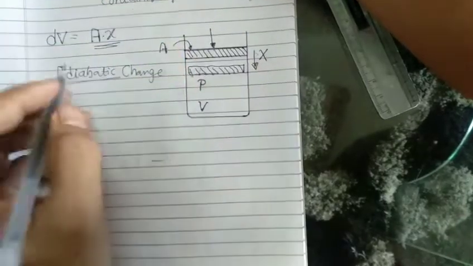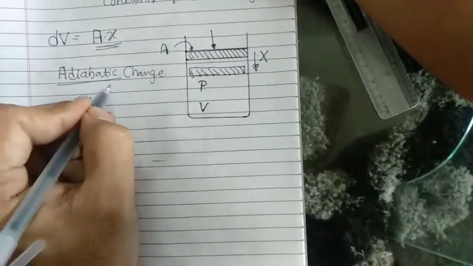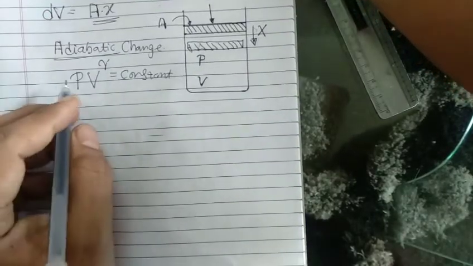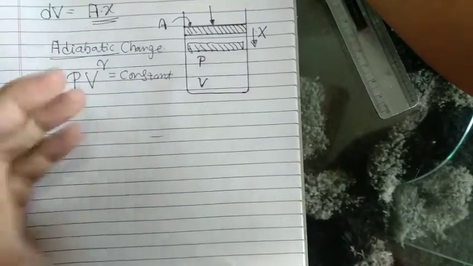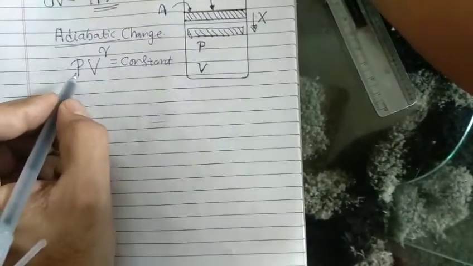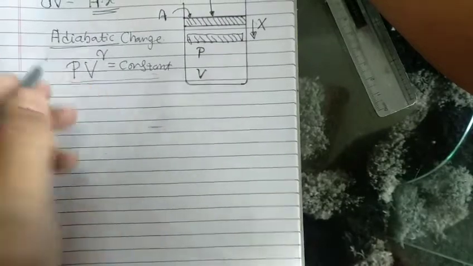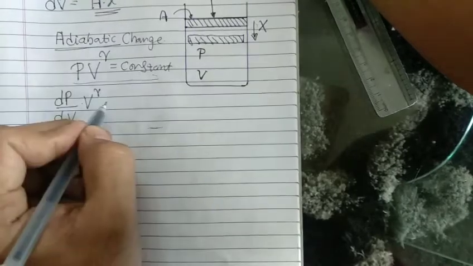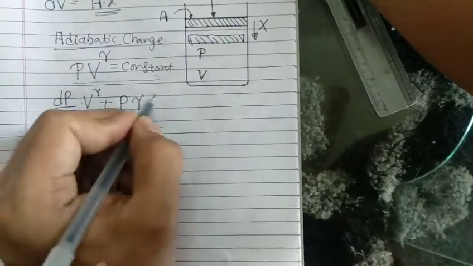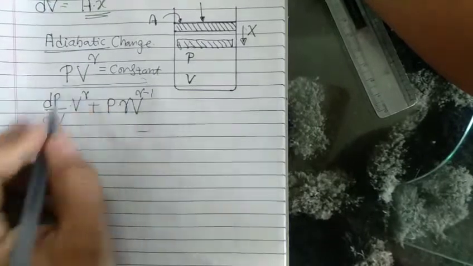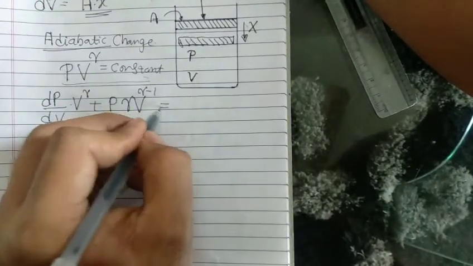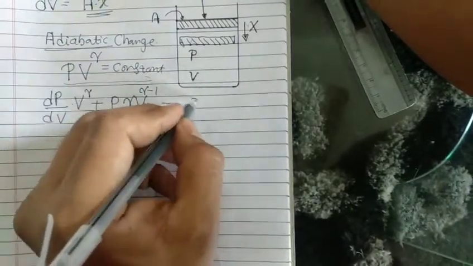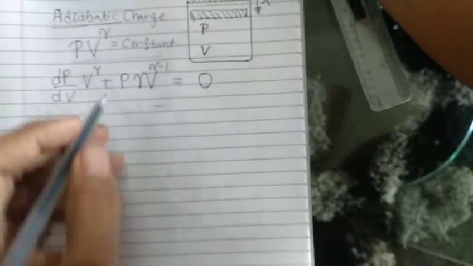In case of an adiabatic process on the gas, we can write that PV raised to gamma is constant. Remember, you can understand this. Now take the derivative of this formula with respect to volume. So it will be dP by dV times V raised to gamma, plus P gamma V raised to gamma minus 1. You could also take the derivative with respect to pressure, that is okay. The derivative of a constant will be 0, right? So this you are getting.